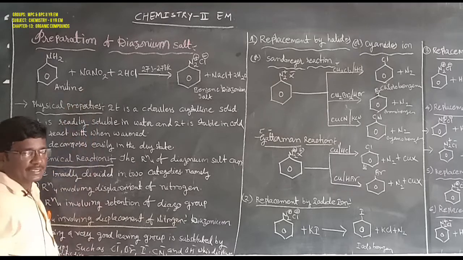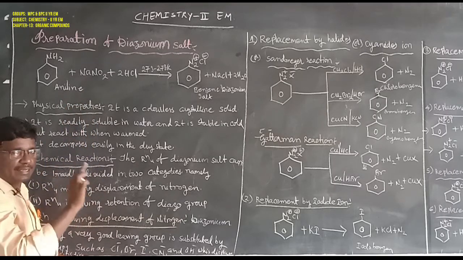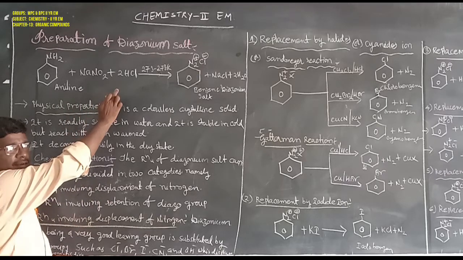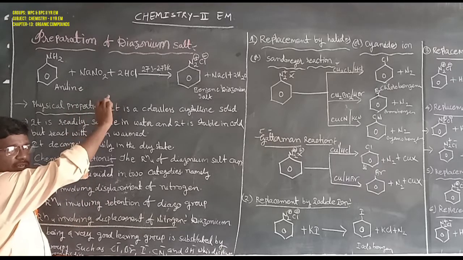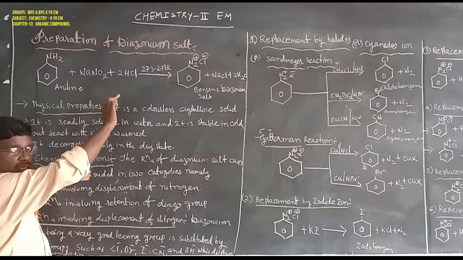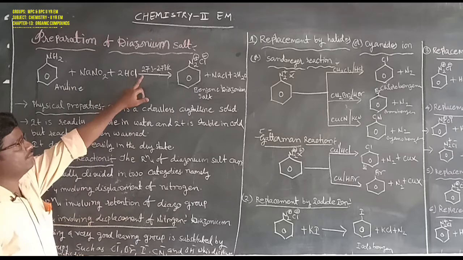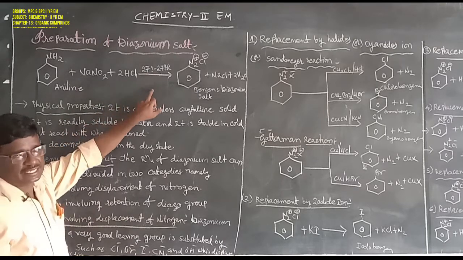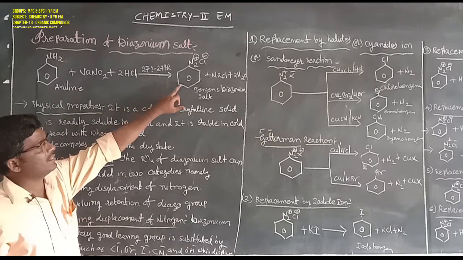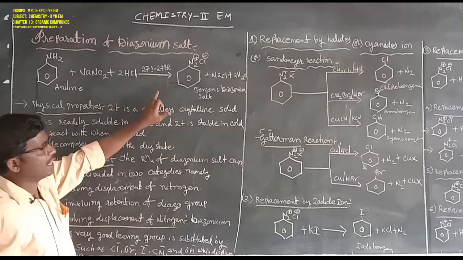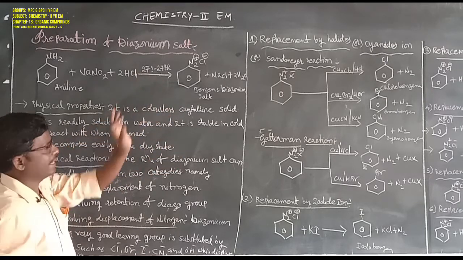It is prepared by treating the aromatic primary amine or aniline with sodium nitrite and hydrochloric acid. The two mixed together are called nitrous acid. In the presence of 273 to 278 Kelvin temperature, benzene diazonium chloride is formed. This reaction is called the diazotization reaction.